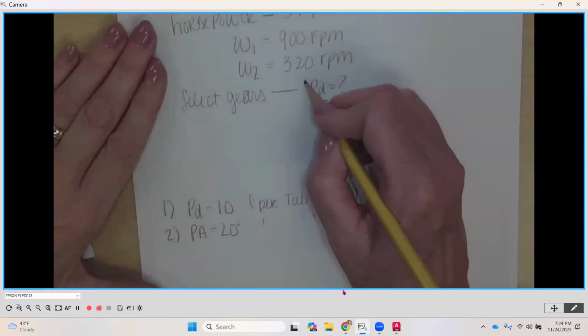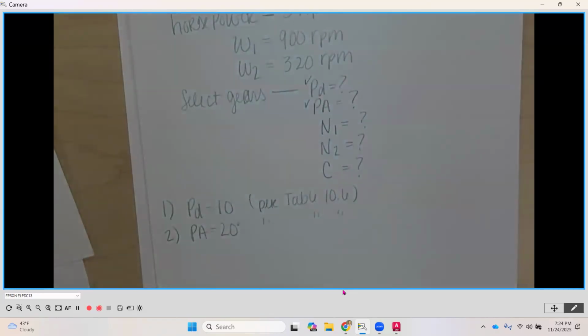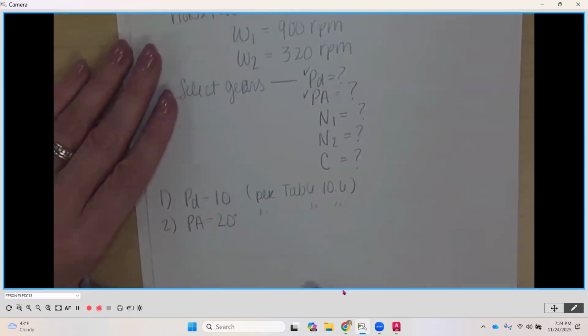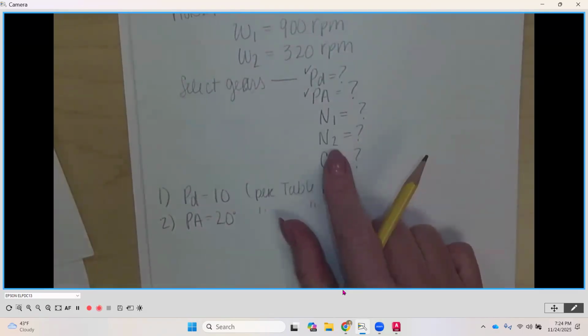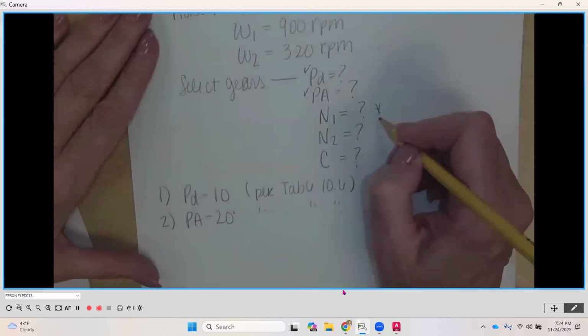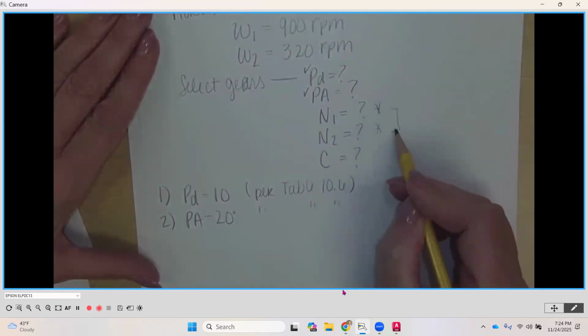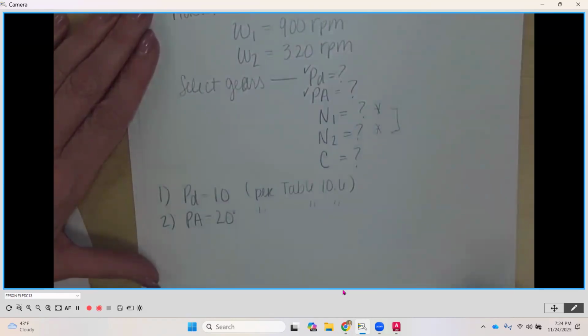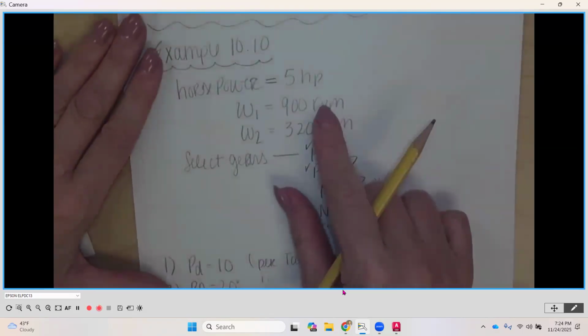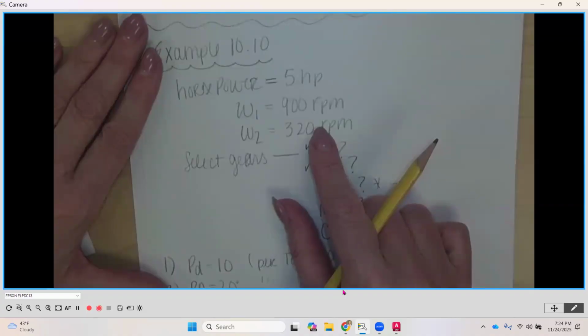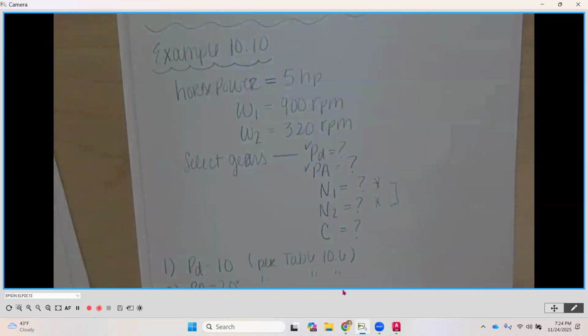All right. So that one's done. Diametral pitch and pressure angle. The next one is going to be our number of teeth in our pinion and the number of teeth in our gear. Now, these two have to come from the standard list. They have to, so we have to find 2 gears that are going to give us 900 to 320 RPMs.